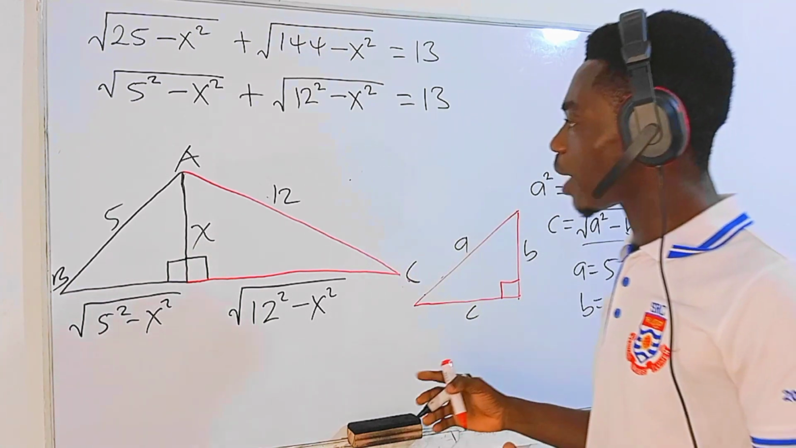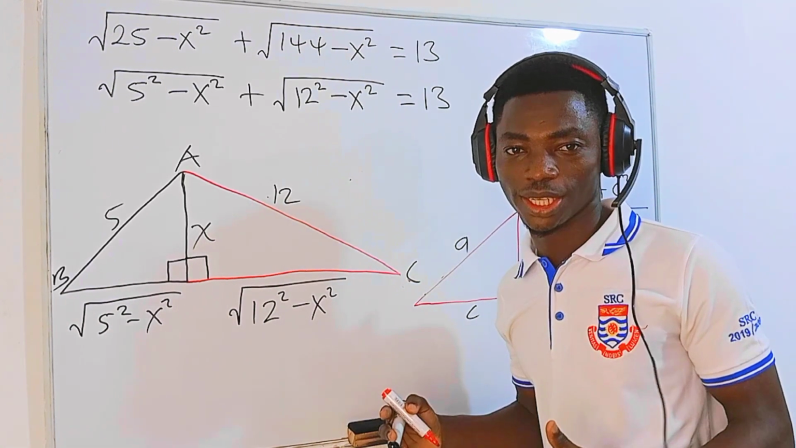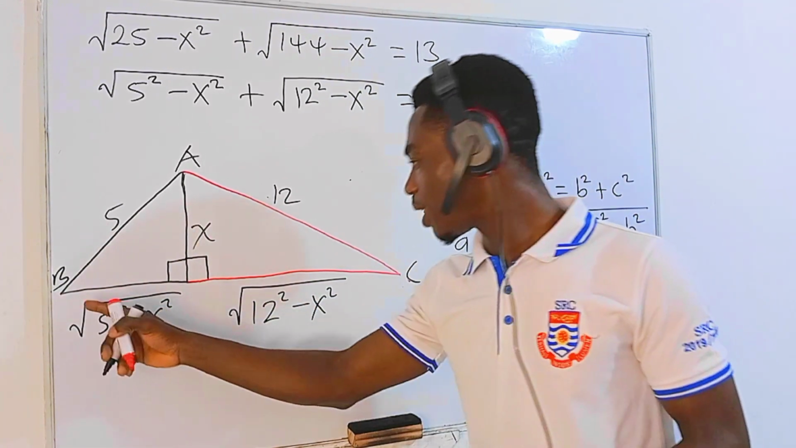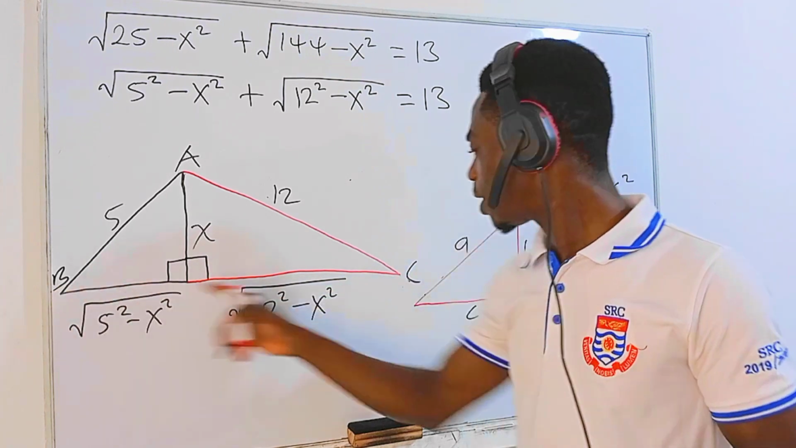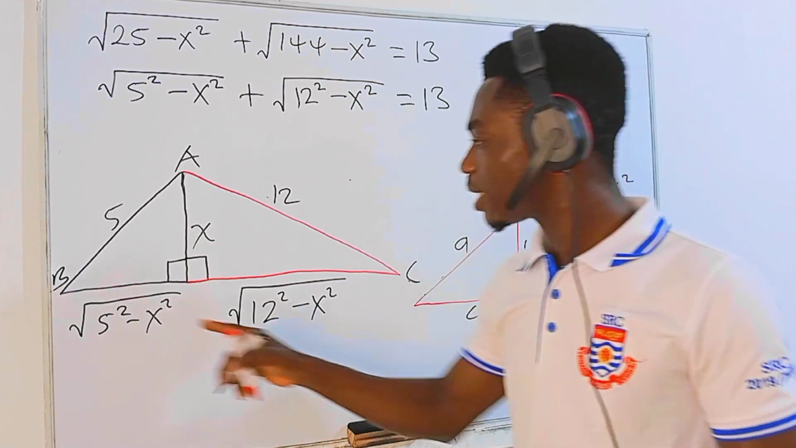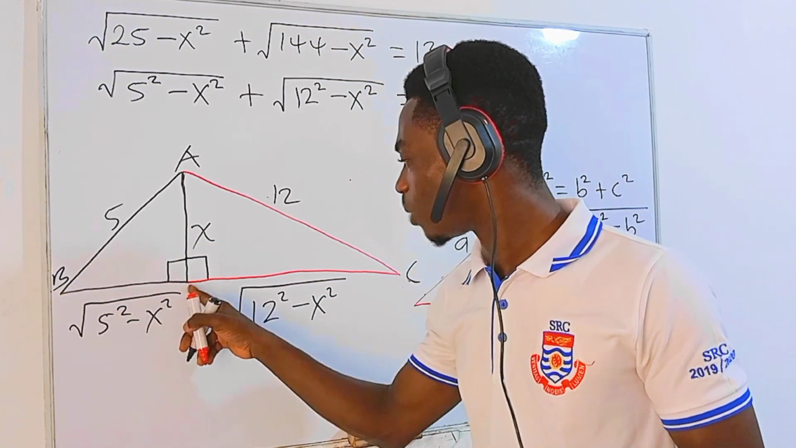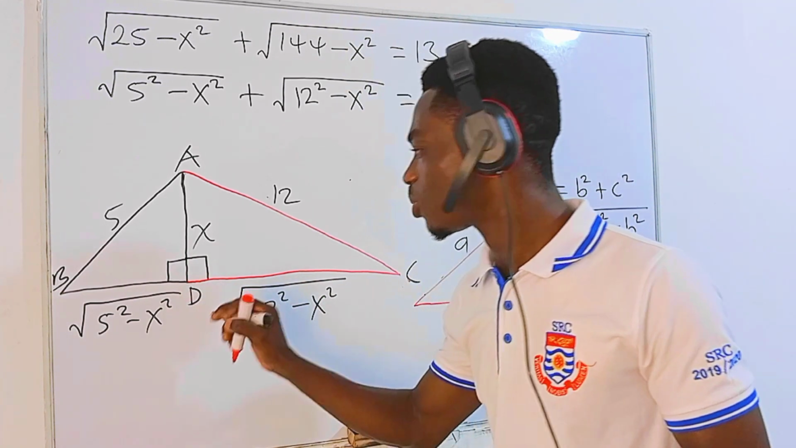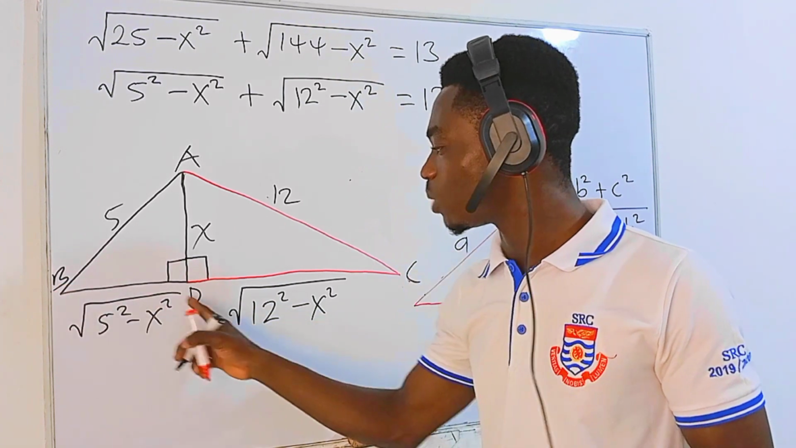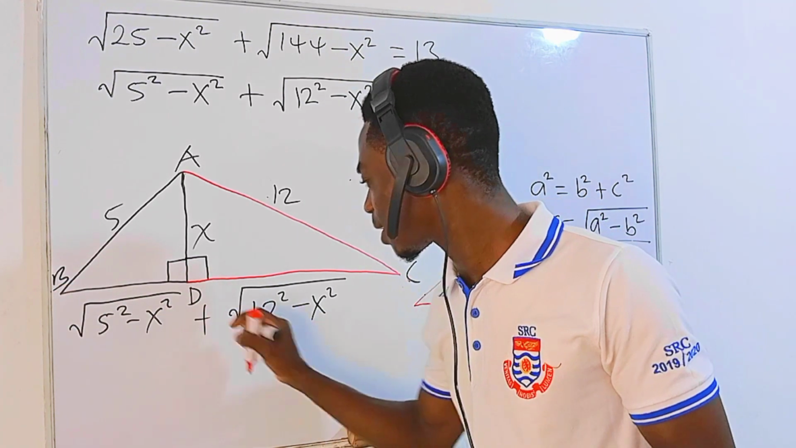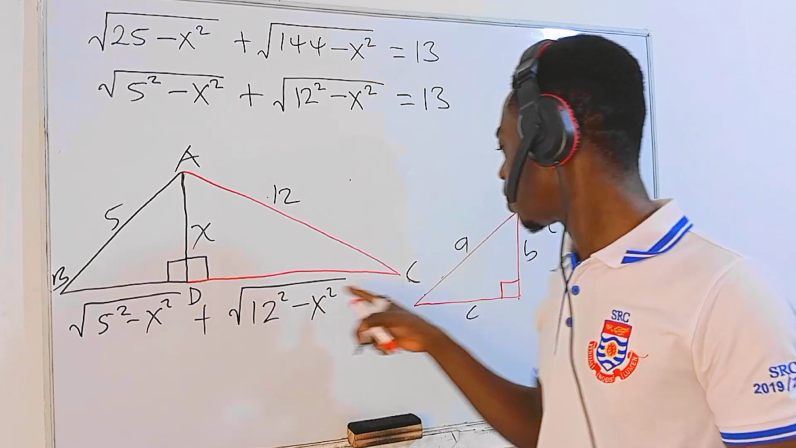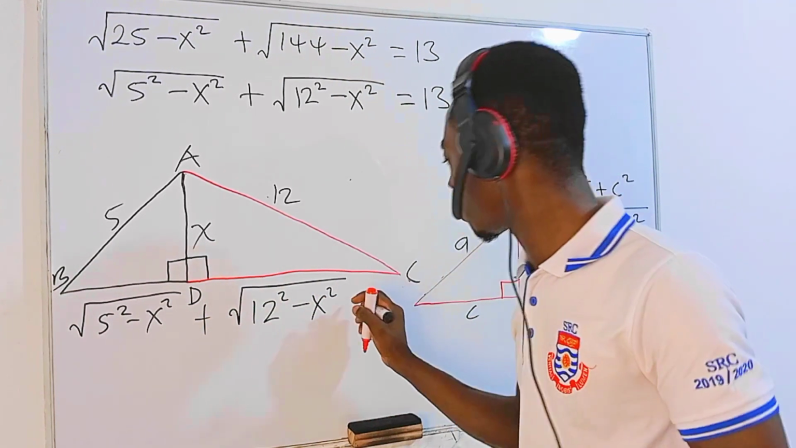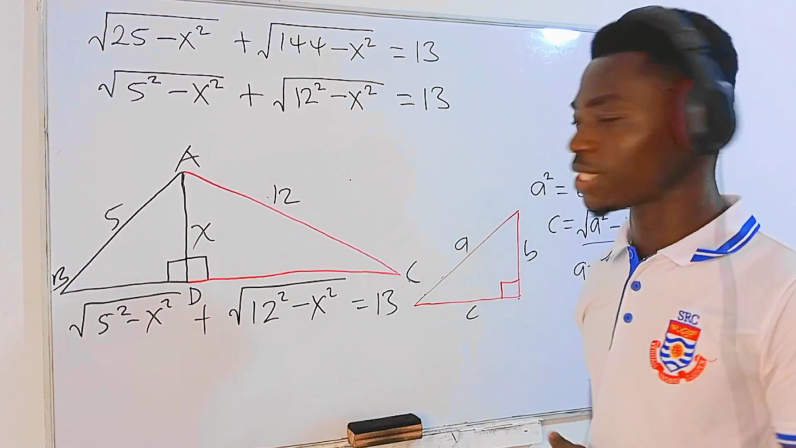Now if we put triangle ABC into consideration, check this. We have this side to be 5, this is 12, and then this right here, the distance from B to C is actually the distance from here to here, then plus this point to this point. Let's call this point D, so that we have the distance from B to D is this, then plus the distance from D to C is also this. So if we add them up from the question, we are supposed to get 13, like that.